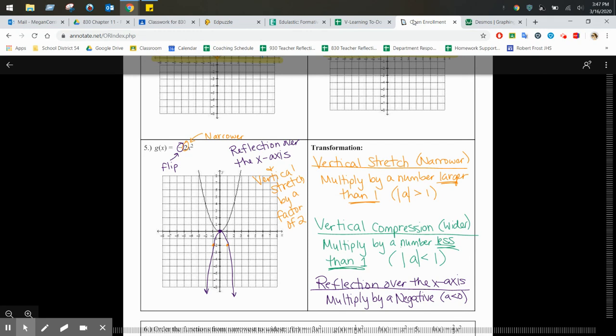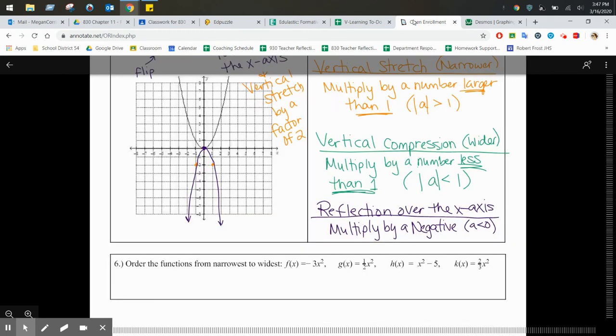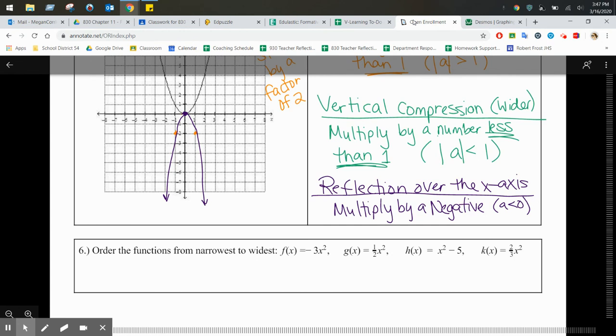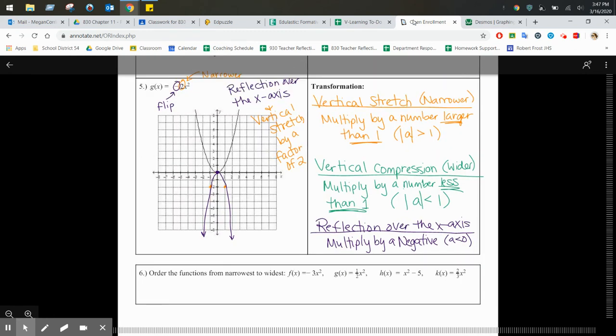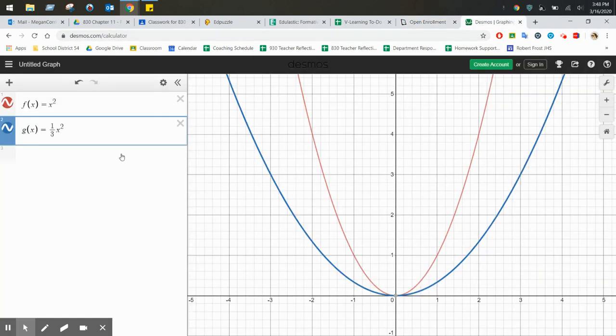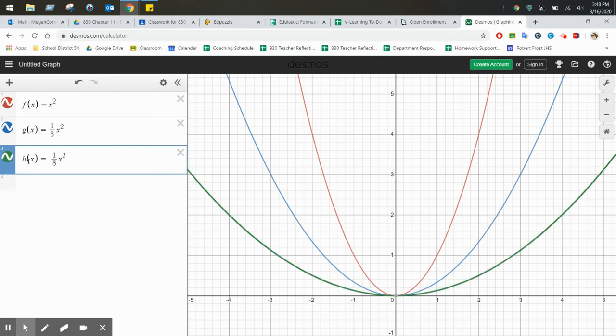So that's the idea. So now putting that all together, down at the bottom here, it says to order the functions from narrowest to widest. So the idea is I understand that it's going to be narrower when I multiply by a number larger than 1. It's going to be wider if I multiply by a number less than 1. If I flip back over to Desmos, we can kind of see, here's 1/3, right? h of x equals 1/8 times x squared. Notice it's getting closer and closer. It's getting flatter and flatter.